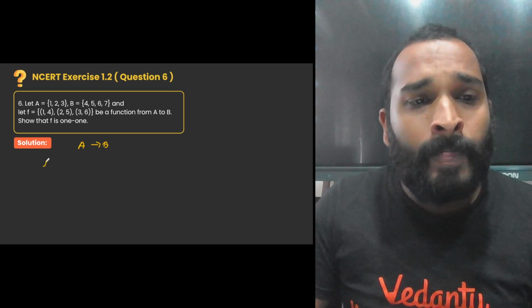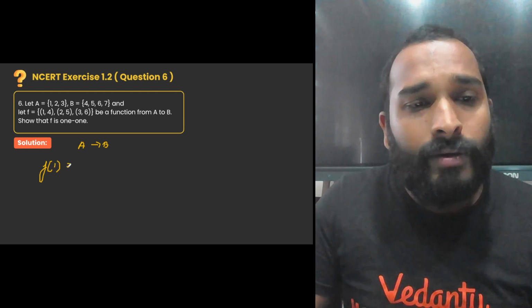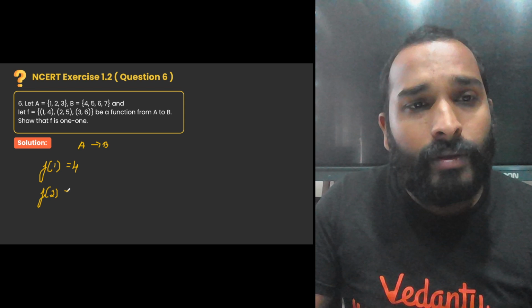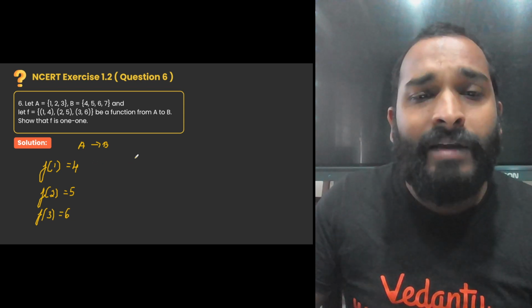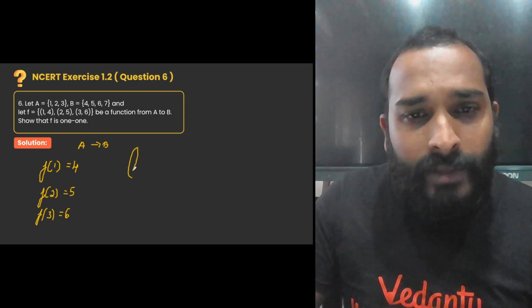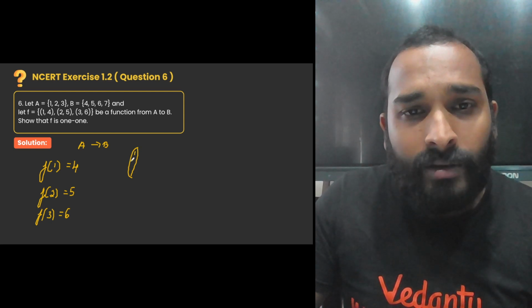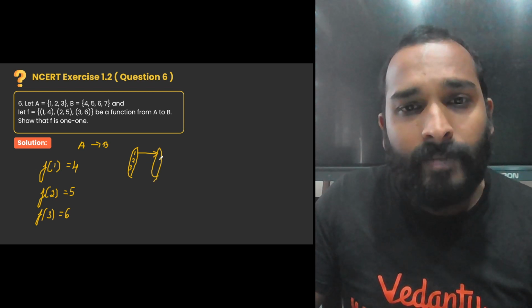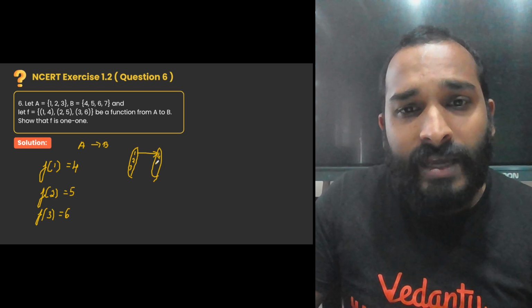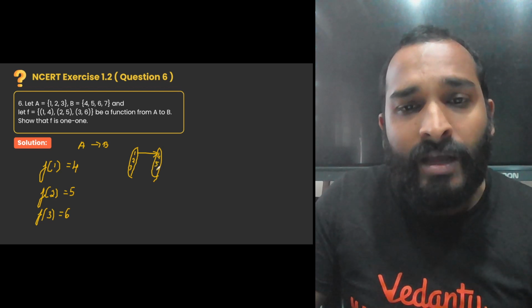Observe this, children. f of 1 gives you 4. f of 2 gives you 5. And f of 3 gives you 6. So for each element in the domain, if you're trying to map this, just observe here, for each element in the domain, there is a unique element in the codomain, right, children? And every element of your domain is mapped, if you notice. Yes, so for each element of the domain, there is a unique element in the codomain which is mapped, correct?